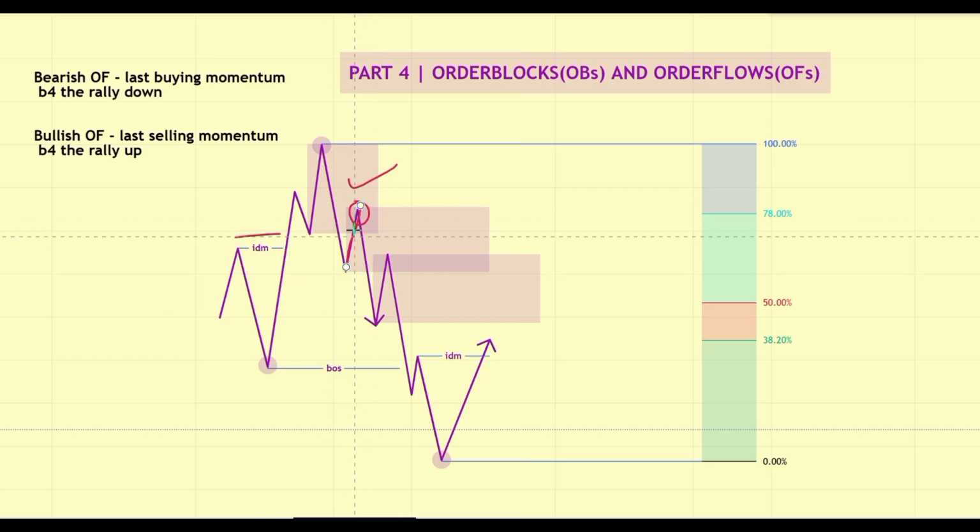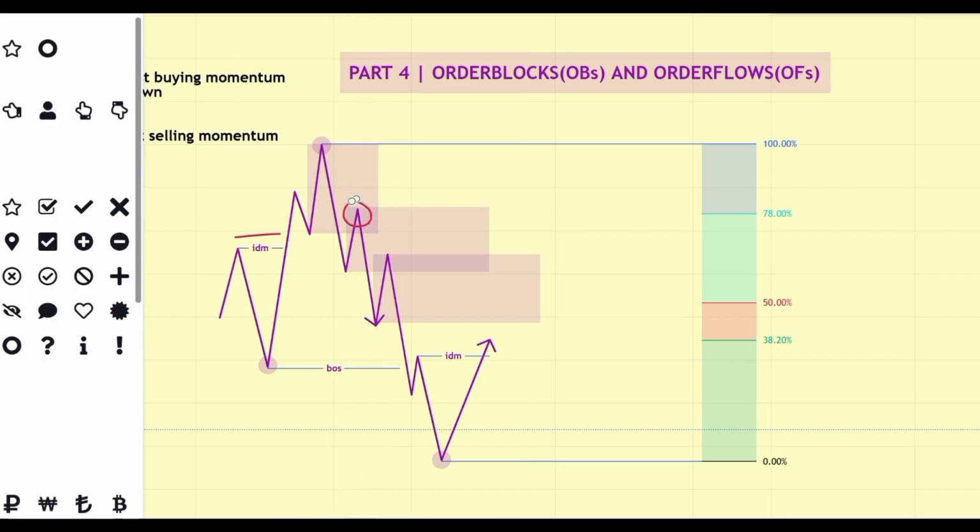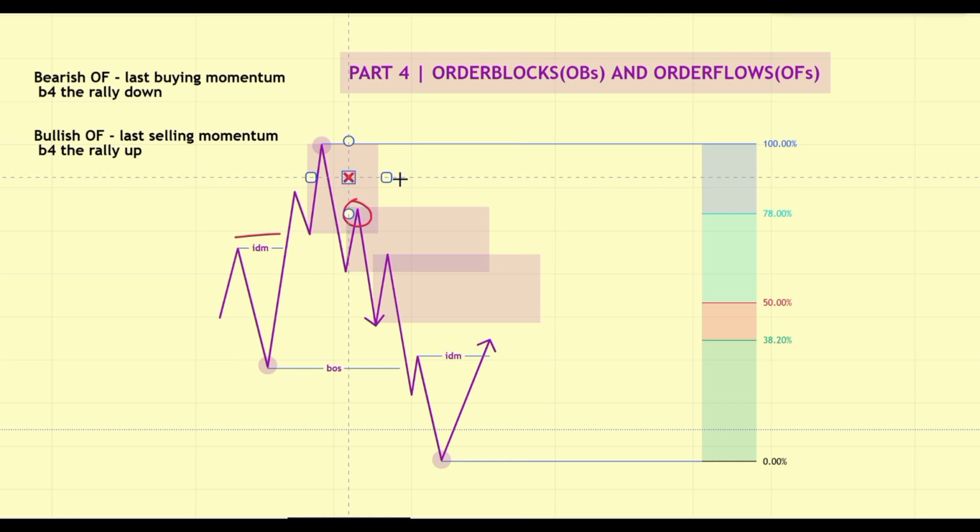You see this pullback that is diving into the order flow. We need to ensure that this pullback is a valid pullback. If it's not a valid pullback, then this order flow is still valid. Right now, let's take a scenario where this pullback is valid. So this means that this one here is mitigated, and if it's mitigated, then it's invalid.